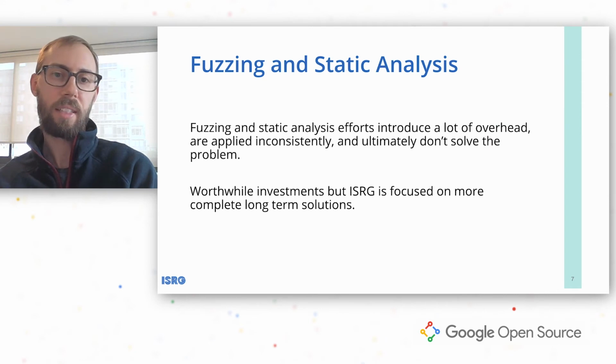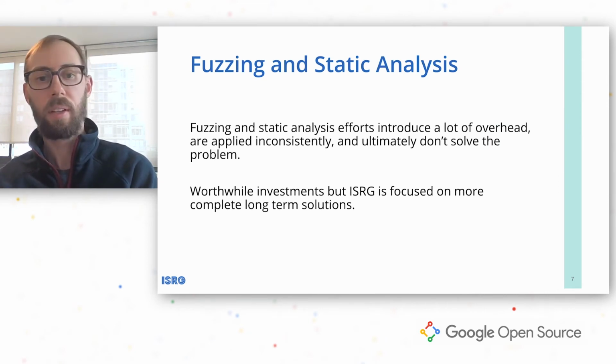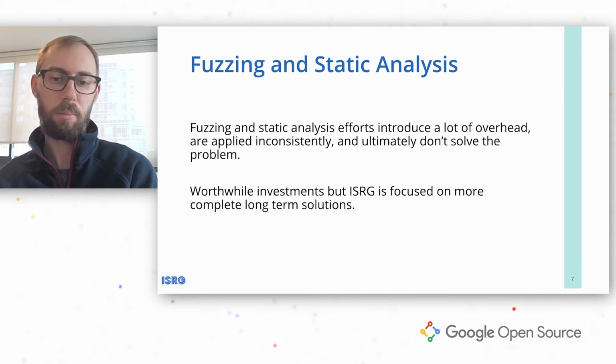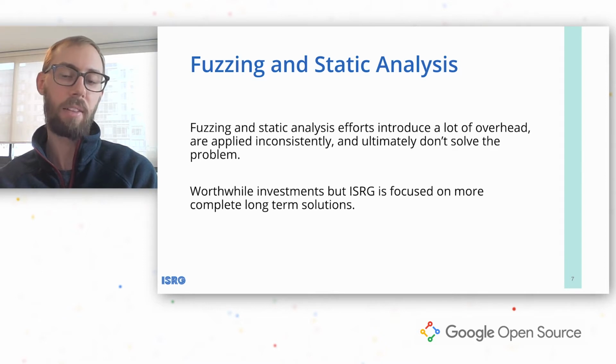So if we're going to have C and C++ code around, and we will for at least a long while, we should do our best to make it as safe as possible. And fuzzing and static analysis can help with that. There are a lot of great efforts out there to put together tools that make C and C++ code safer. And that's fantastic. But they introduce a lot of overhead. They're sort of applied inconsistently. And ultimately, they don't solve the problem. So these are really worthwhile investments, but it's not what ISRG is focused on.